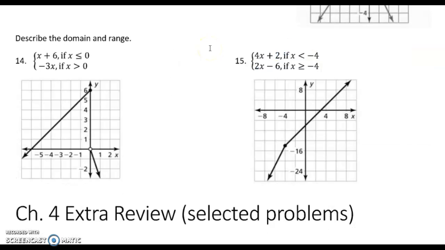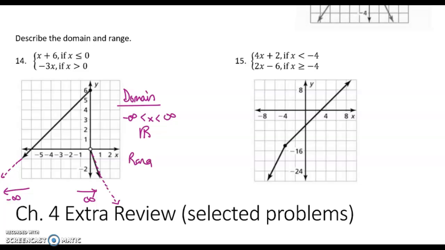Okay, let's go ahead and look at the domain and the range. So the domain is how far left and right the function goes. So if you look at this function, as it goes down, it also continues left forever. So it goes to the left forever, that's negative infinity. And as this piece continues down, it also moves out to the right. So it goes to the right forever, that's positive infinity. So the domain, if it goes forever in both directions, you can do negative infinity to positive infinity, or you can do all real numbers.